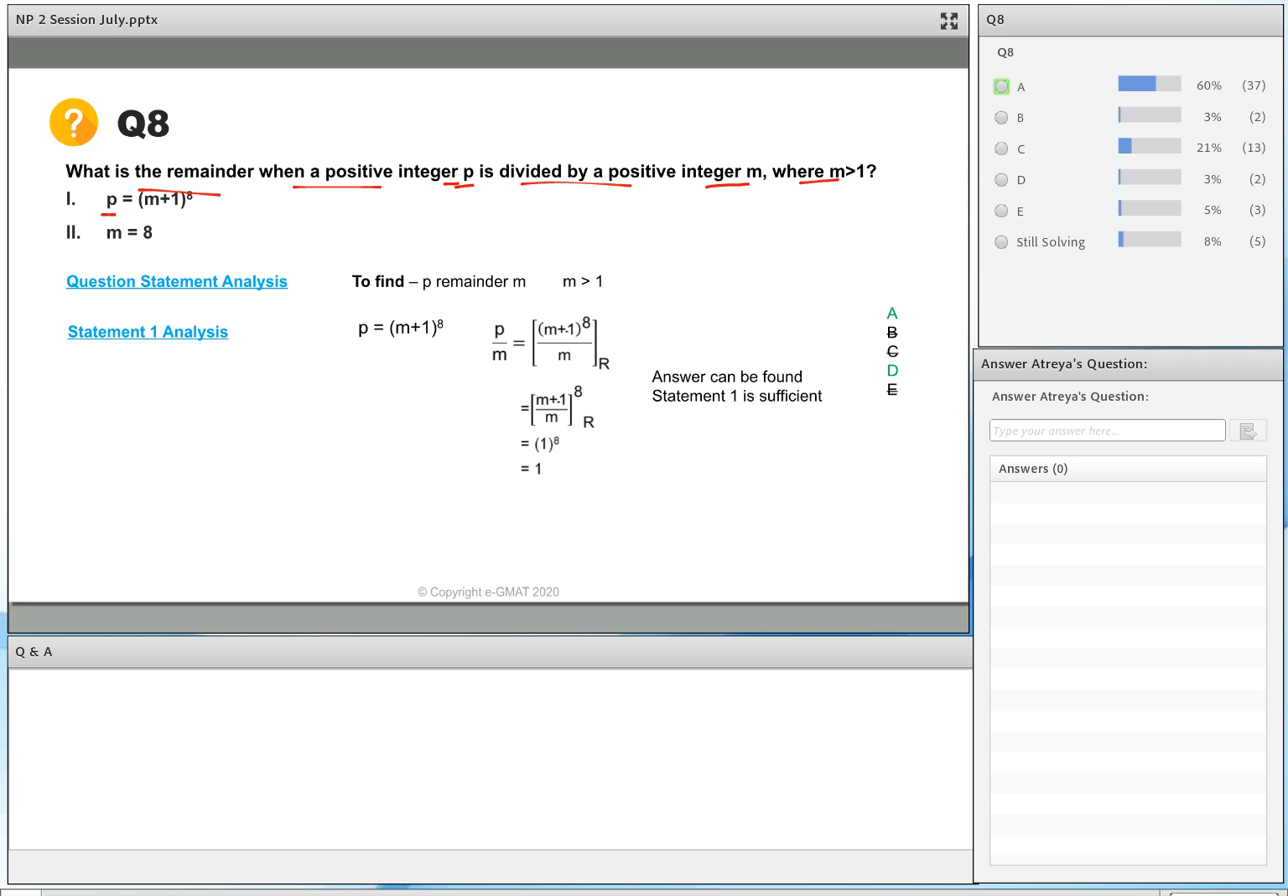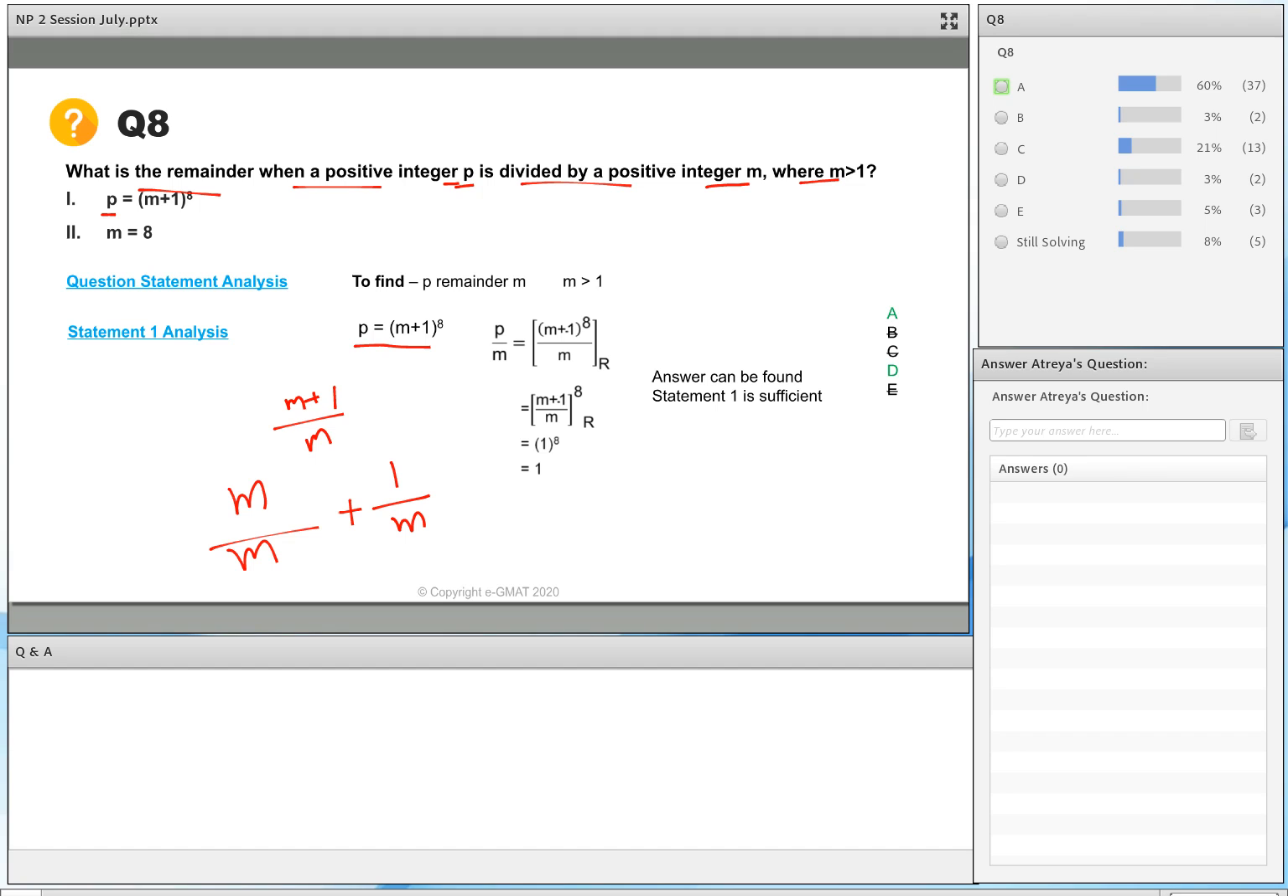The value of p is given as (m plus 1) to the power 8. Do you remember what I wanted you to write down? First the remainder, then the exponent. So we'll do the same thing here. When I divide p, which is equal to (m plus 1)^8, by m, I can write p by m as ((m plus 1) divided by m) to the power 8. I'm going to bring the exponent in at the end. Let me first calculate (m plus 1) by m. If I simplify, I have m by m, and then 1 by m.